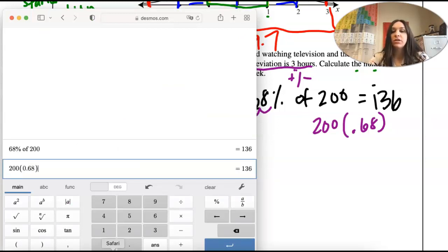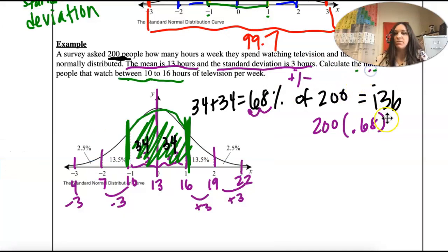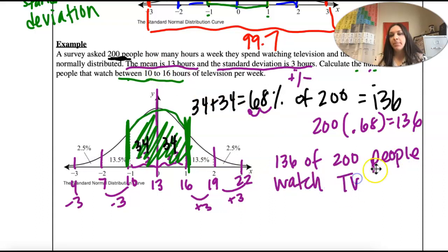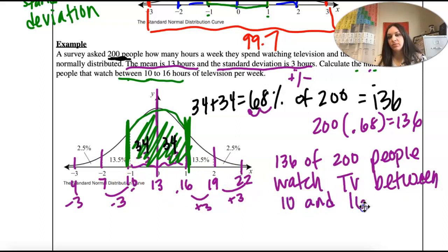All of my notes show the old-fashioned way. But remember, with Desmos, it kind of takes some of that out. So what this means is 136 of the 200 people watch TV between 10 and 16 hours. Because the data is normally distributed, we can find that out pretty quick.